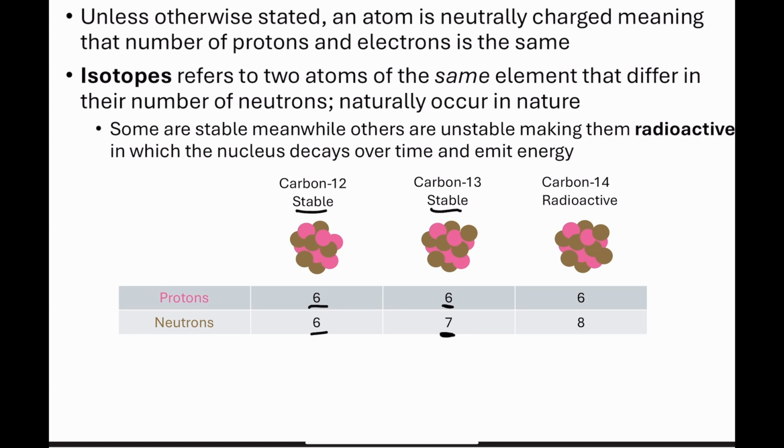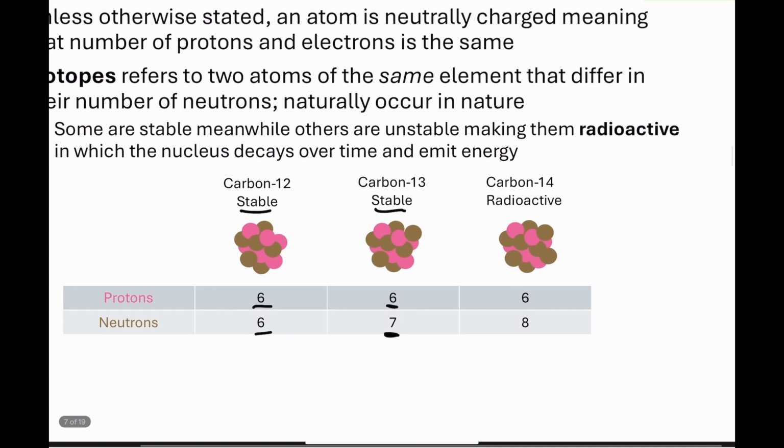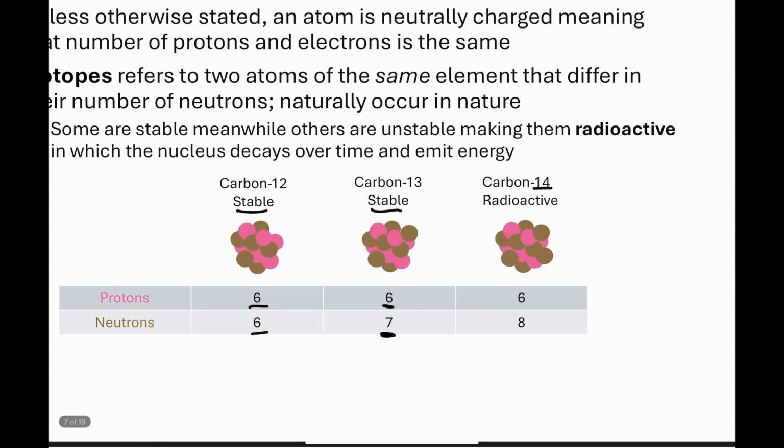And this is different from another isotope, known as carbon-14. It's known as carbon-14 because it has 6 protons and 8 neutrons. This difference in the number of protons to neutrons is what causes this isotope to be unstable. Because it has too many neutrons to protons, it's considered to be radioactive.